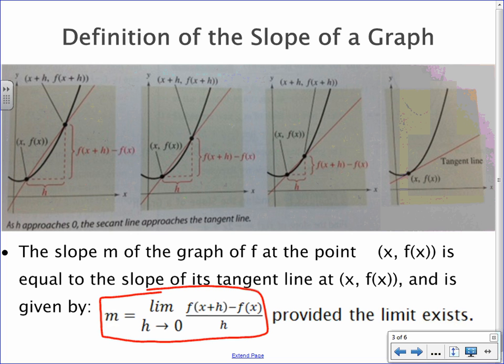We know how to find the slope of a line. And a line has the same slope everywhere. But if I were to give you a cubic function or a parabola, you would have to find it at a particular point using the limit of the difference quotient. Does everyone understand why it's giving us a slope?